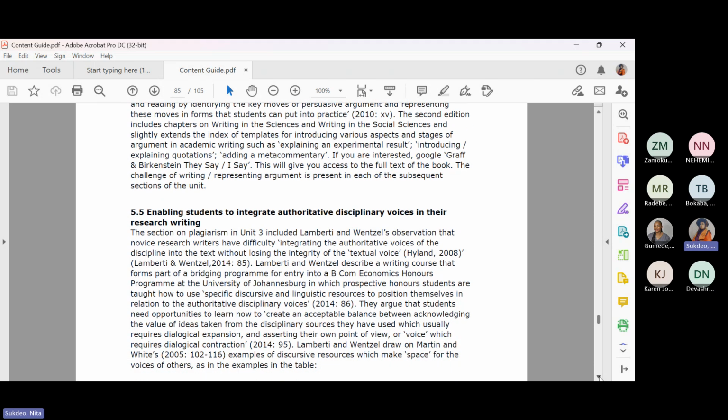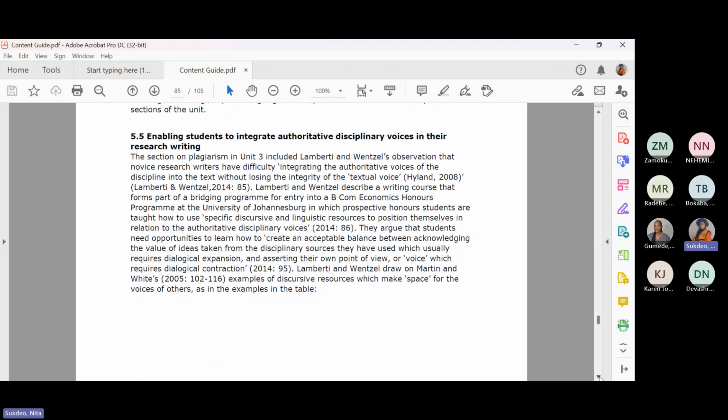and how you get the student to completion. 5.5, enabling students to integrate authoritative disciplinary voices in their research writing. And this is where we said textual voice. What is the student actually trying to say? And I used an example on Thursday of one of my master's students who only looked at, she didn't even argue. She didn't put her own thoughts down. She didn't stake a claim.